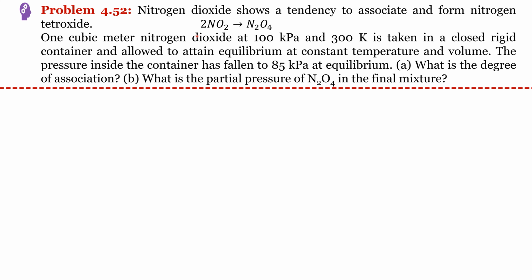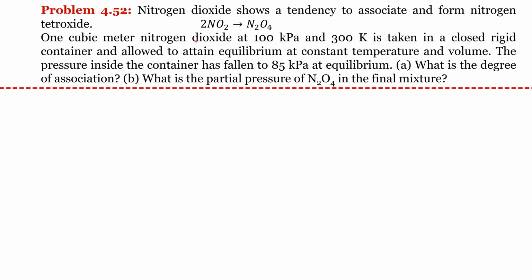As per the stoichiometric equation, initially we have 2 moles of NO2 and 2 moles are getting converted into 1 mole. So the number of moles is decreasing after association. That's why the pressure decreased from 100 kilopascal to 85 kilopascal. In part A, what is the degree of association?